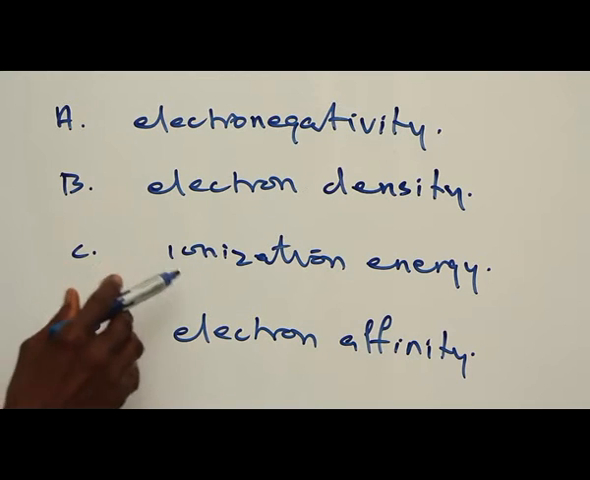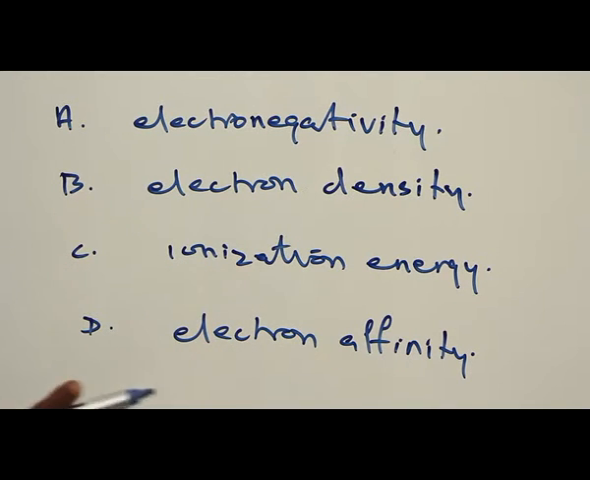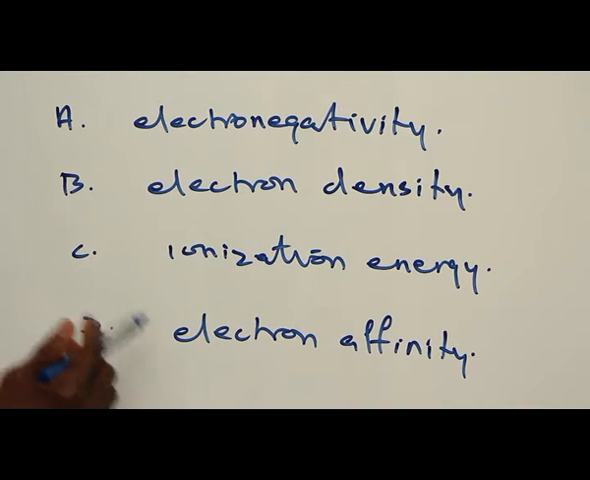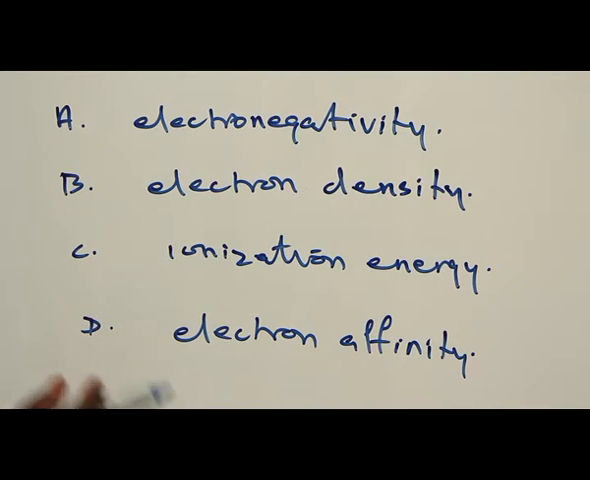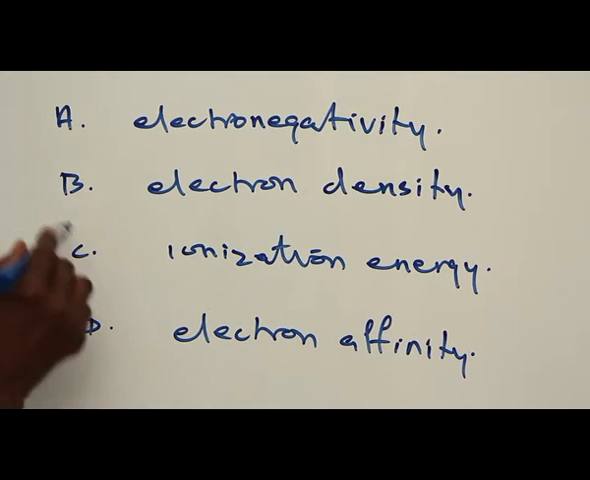C, ionization energy. Yes. When the difference in ionization energy is either very sharp or very close, it influences the type of bond. D, electron affinity. Yes, the covalent bonding is influenced by the differences in the electron affinity of the elements involved. And consequently, the correct option is B.